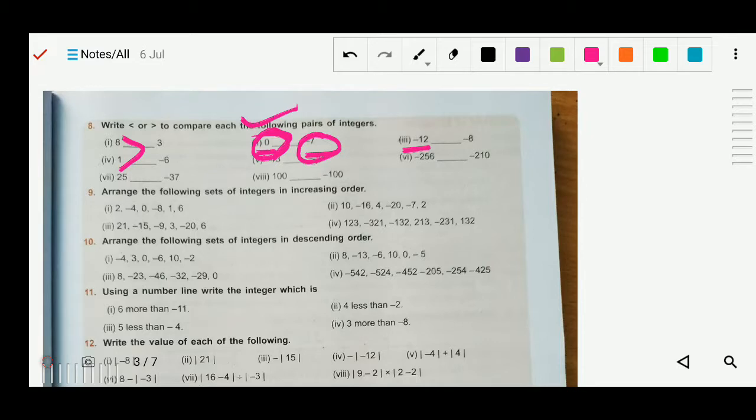Like minus 12 and minus 8, who is greater? Of course minus 8, because minus 8 is on the right side. Or he has taken minus 8 rupees from someone, and he has taken 12 rupees, so of course he has taken less money from the other. So likewise you can do it.